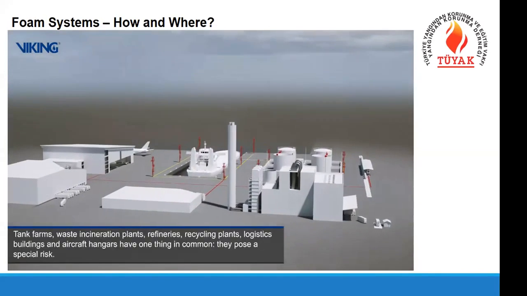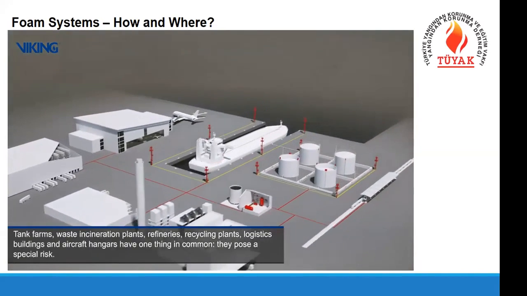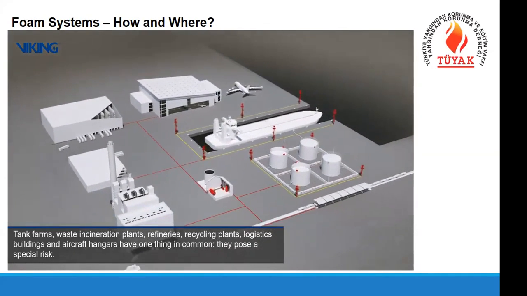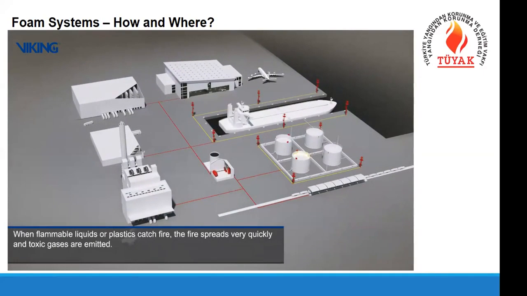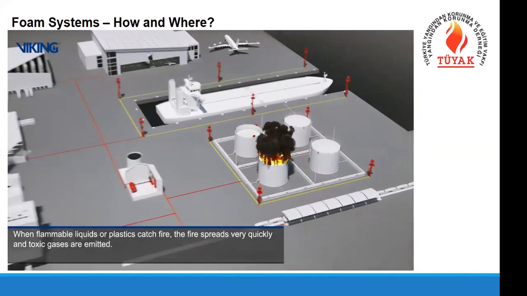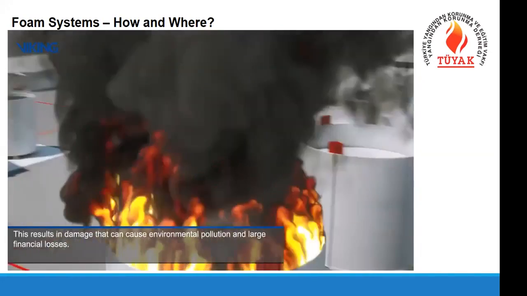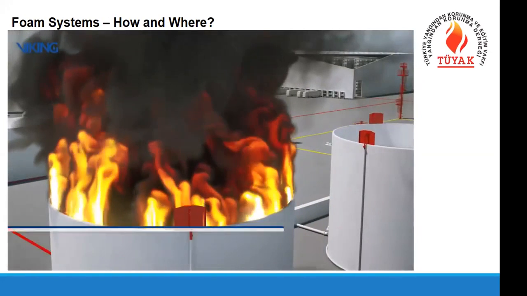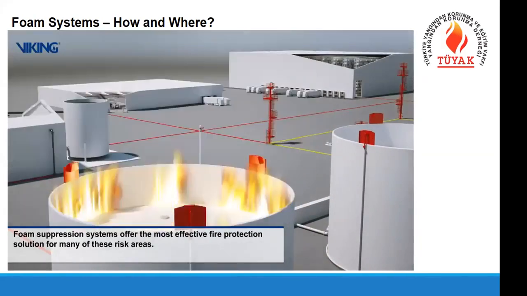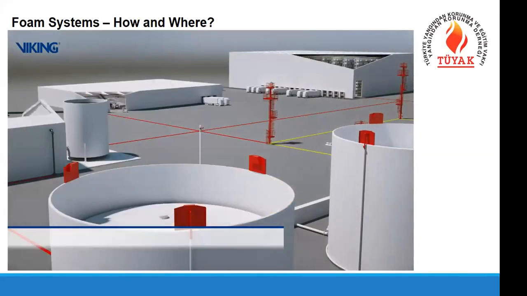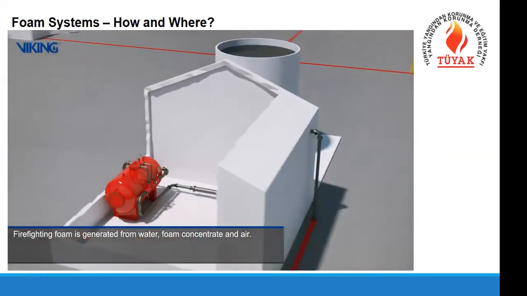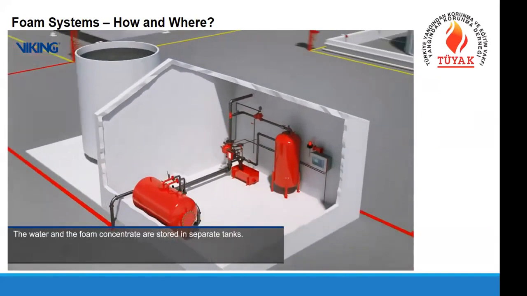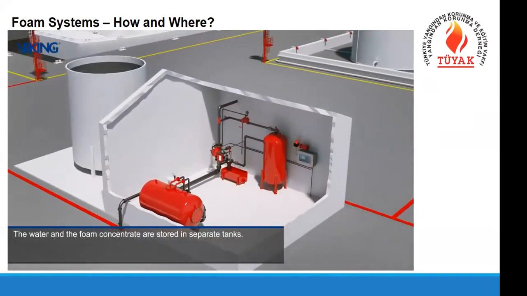So where do we use these foam systems? Typically in almost all industrial plants where we have flammable and combustible liquids like diesels, paints, solvents, and other chemical fluids that can be flammable and combustible. When you have a fuel tank and it's burning, it's very hard to control its fire. So we have a high performance system with the foam system.